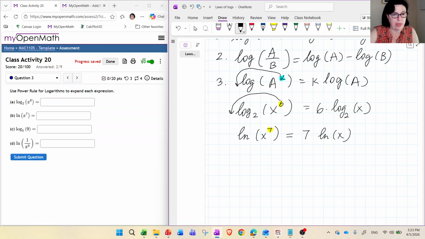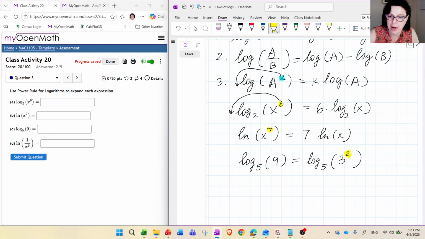Okay? Now, this next one is a little bit tricky because at first glance, when you look at it, you're like, well, how can I use the power property when there's no power? However, you can actually write 9 as 3 squared. So you have to figure that out. So 9 is really the same as 3 squared. And now you do have that power.